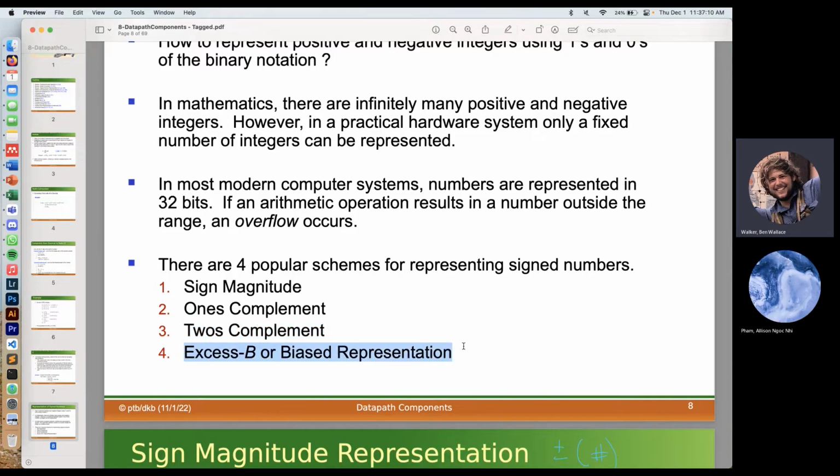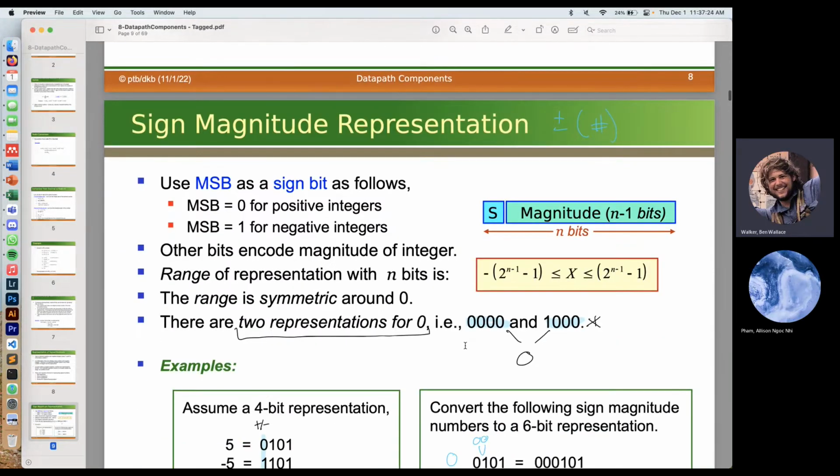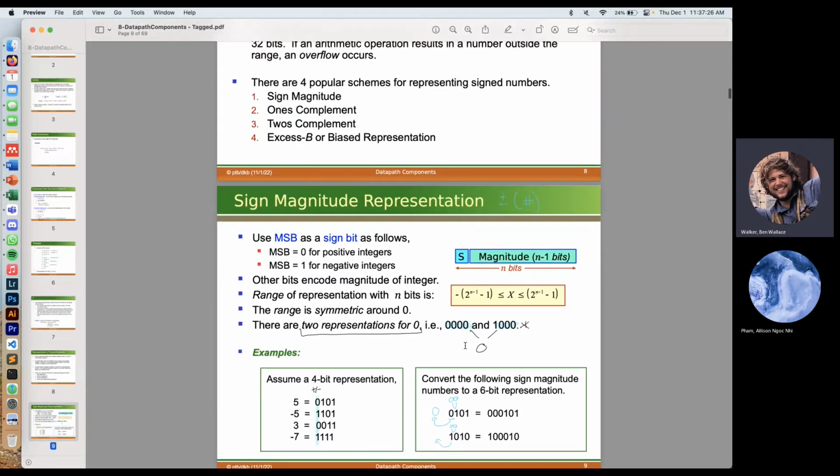XSB is really common for floating point numbers. I'll get into that later, but it allows you to set a bias, and you can represent lots of numbers pretty succinctly with XSB. So sign magnitude is probably the first idea you'd come up with when trying to figure out how to represent numbers.